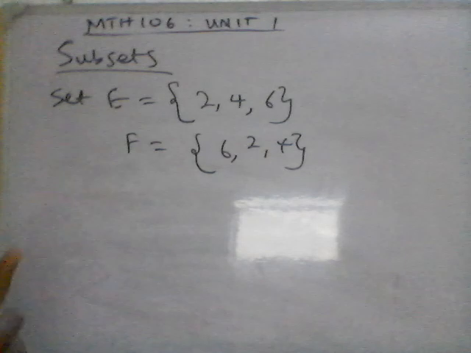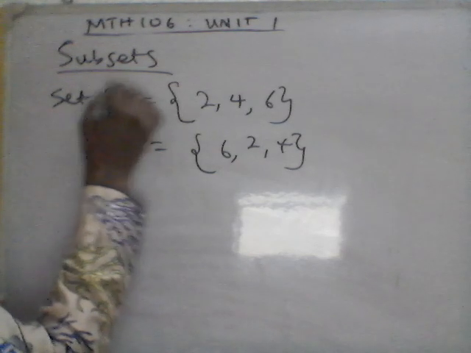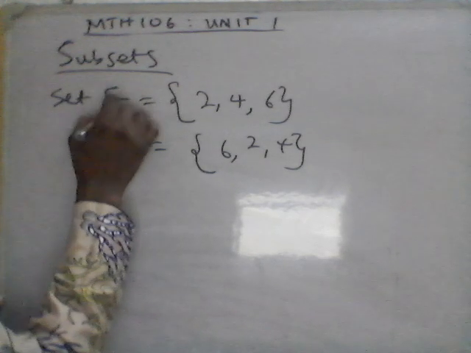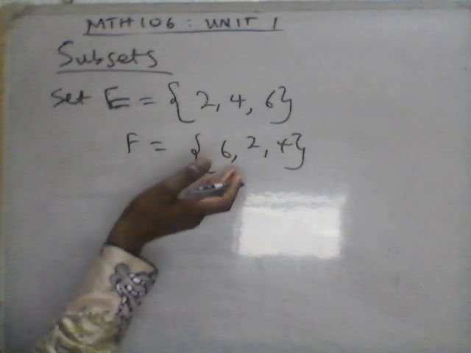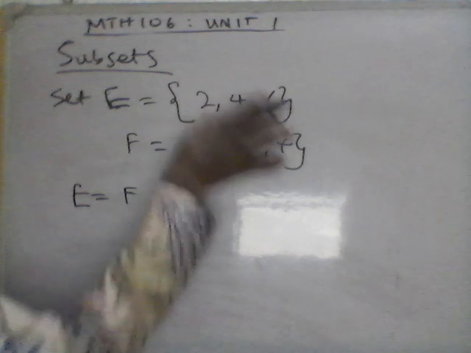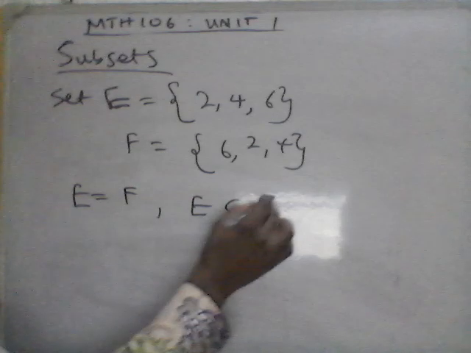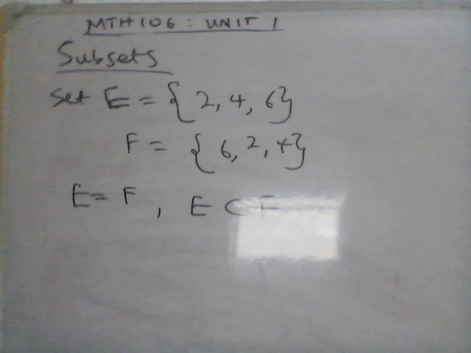Then E and F are actually equal in a similar manner, but it can be shown that E is also a subset of F. So this one has a dual nature. It behaves in two ways. It behaves as E is equal to F, because everything here is exactly the same as everything here. But it can also be that E is a subset of F. So this is the dual nature of this particular example that we have here.